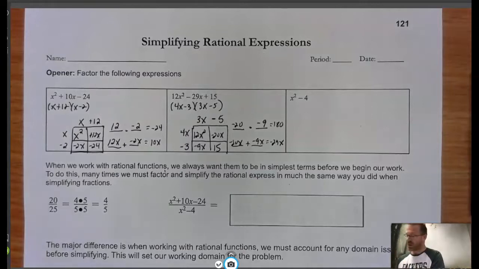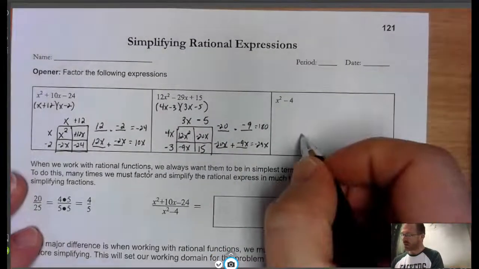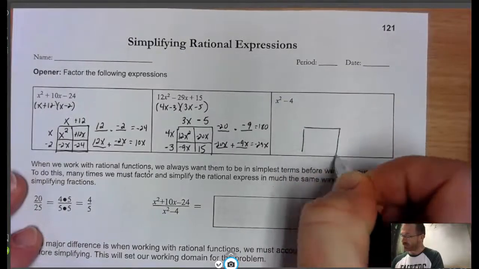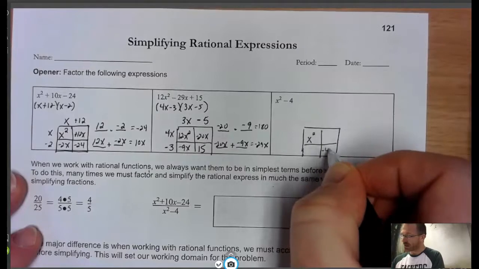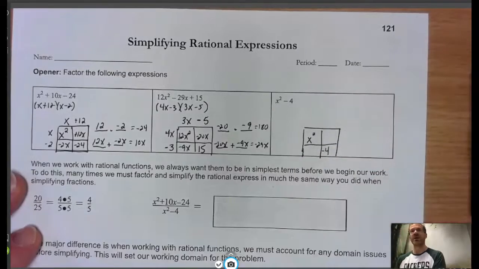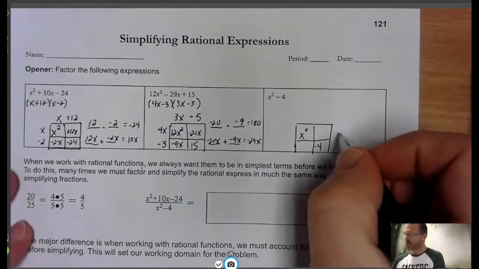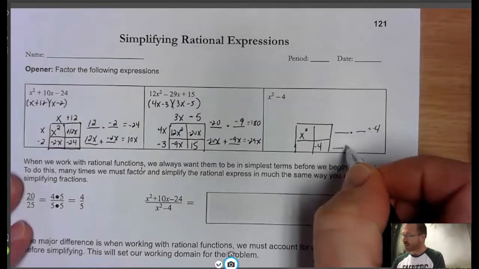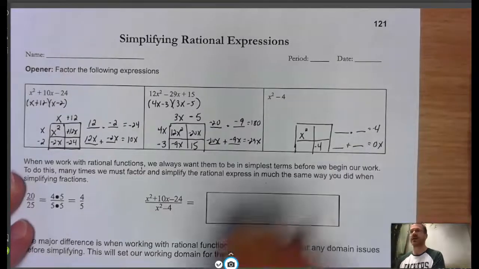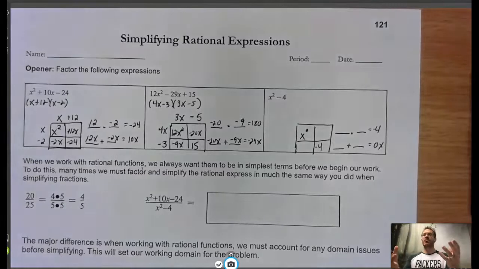All right, now real quick here. All right, when I do the area model on this problem, this one's a little bit easier in some ways because notice there is no b term. All right, so that means I have to add to be 0x. So I have to do a times c, which is negative 4, and then notice I have to add to get 0x. Now, when this happens, what this means is we're dealing with perfect squares.